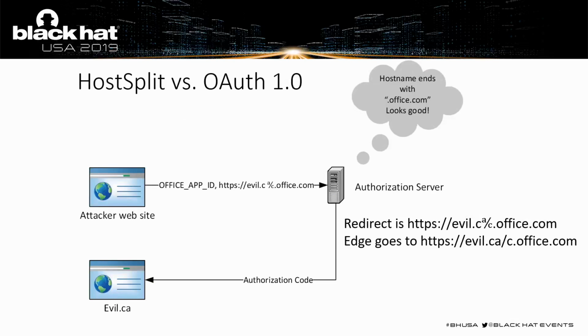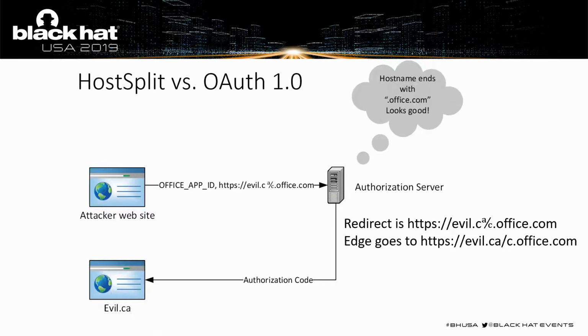You have some attacker website. It says to the Office Authenticator, well, okay, I'm office.com. I want to use the Office application ID. And my redirect URI is this evil.c account of .office.com. The service says, well, that ends with .office.com, so that's okay. I'll get a token, I'll redirect to it, and then it goes to Edge if you're browsing in Edge, and Edge actually goes to evil.ca, so it's not actually a subdomain of office.com, and evil.ca gets your token instead.